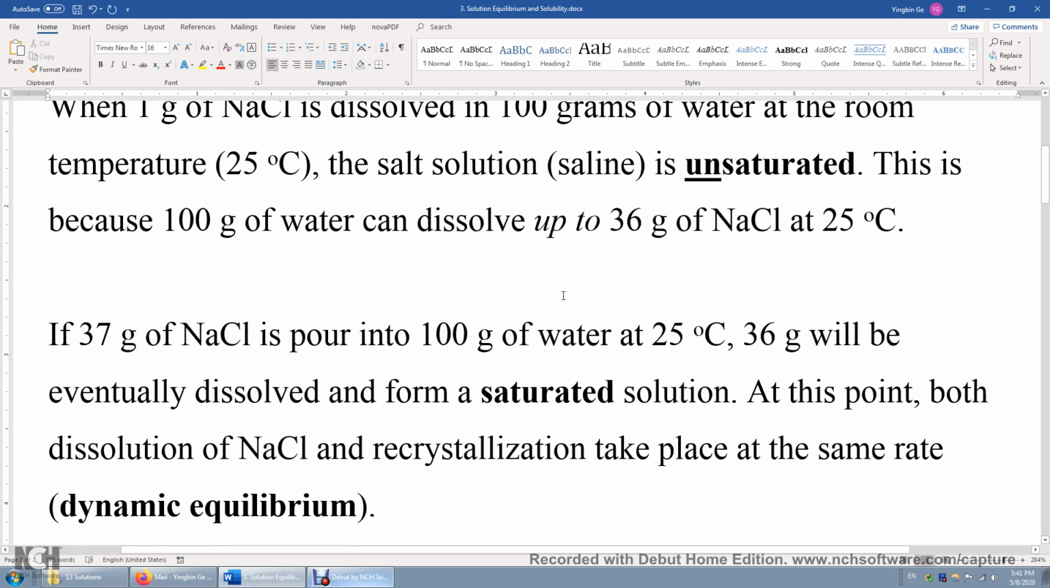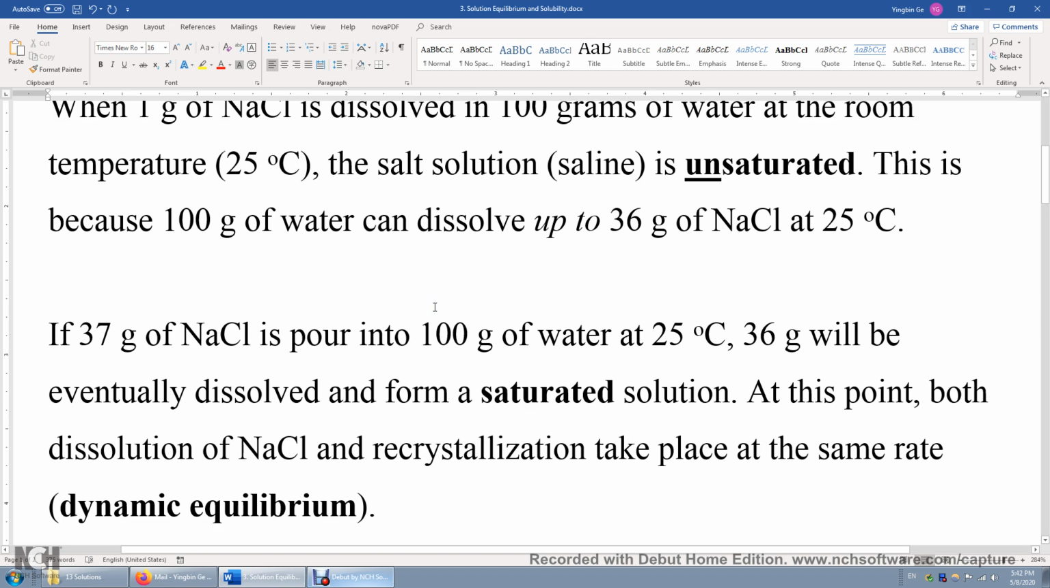Okay, now what if I pour 37 grams of sodium chloride into 100 grams of water at room temperature, and I stir it? Eventually, 36 grams of salt will be dissolved and form a saturated solution of sodium chloride. 1 gram of sodium chloride will remain in the solid state. And at this point, both the dissolution of the sodium chloride solid and recrystallization take place at the same rate. It's called dynamic equilibrium.